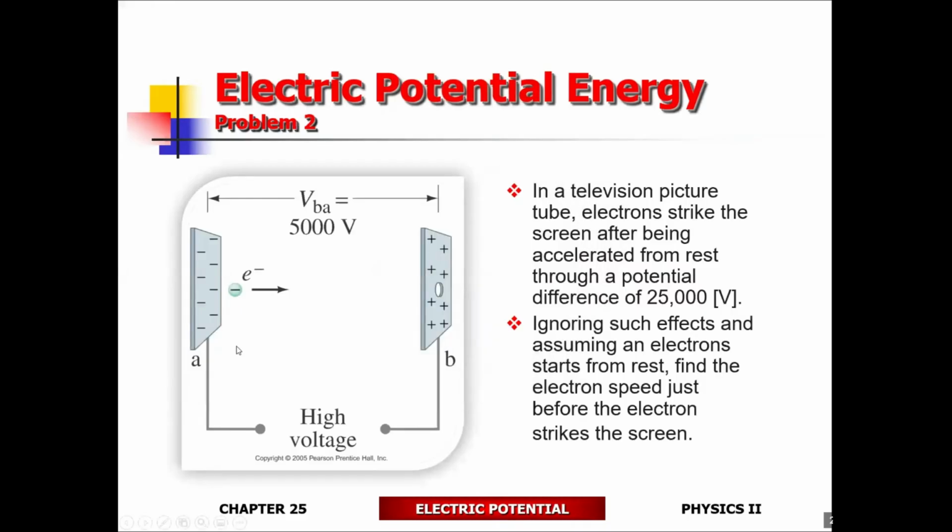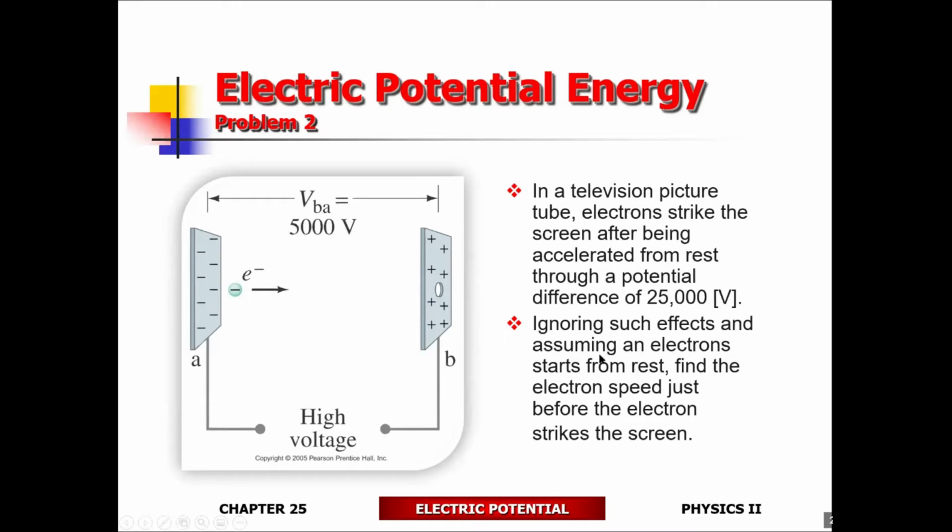All right, problem number 2. Okay, let's try to do problem number 2. It says 5,000 volts, and this problem is not the same as that problem. This is related to a TV tube, cathode ray TV tube. That's the way the technology was up until 15 years ago, I think. So the electrons are going to be accelerated within this region for a voltage difference of 25,000 volts.